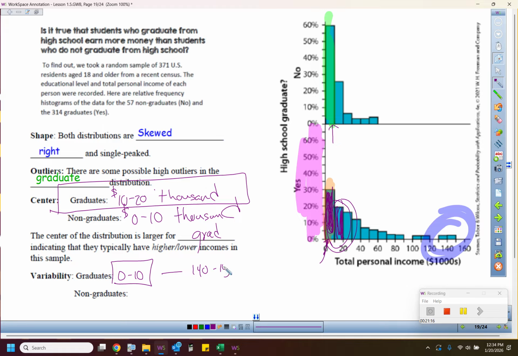You see how I did the low to high, but the weirdest thing about these variability ones is the bars have two boundaries to them, right? The low part of the bar and this one. Can you try that on the non-graduates? What's the low bar to the high bar? You got to kind of trace it down to that x-axis. So the low bar is the same both times, but what's the high bar? Where does that guy go down?